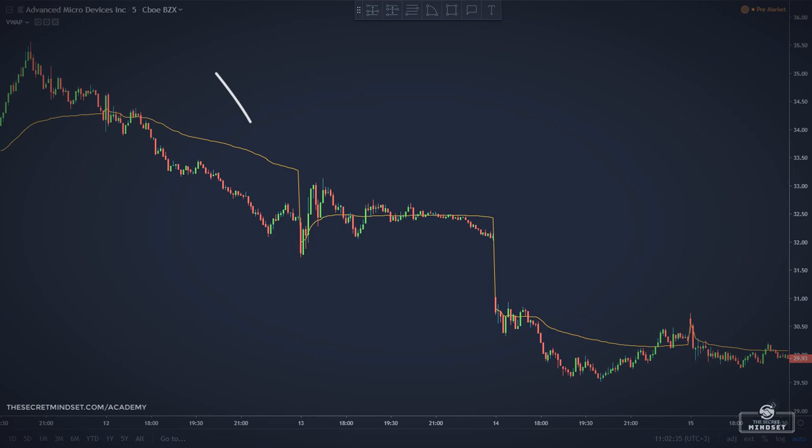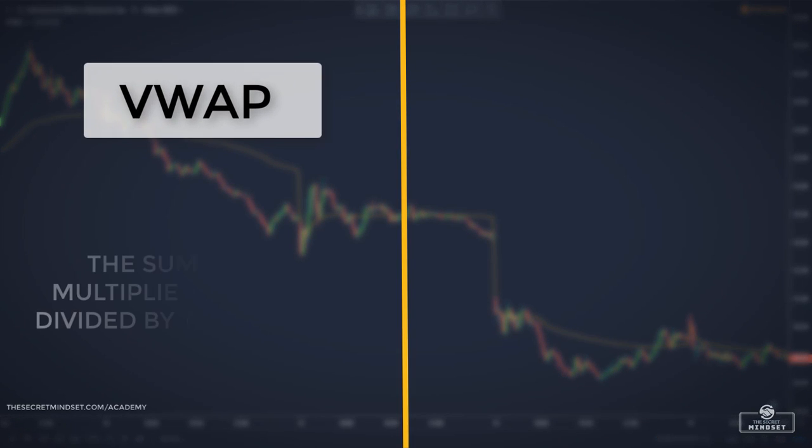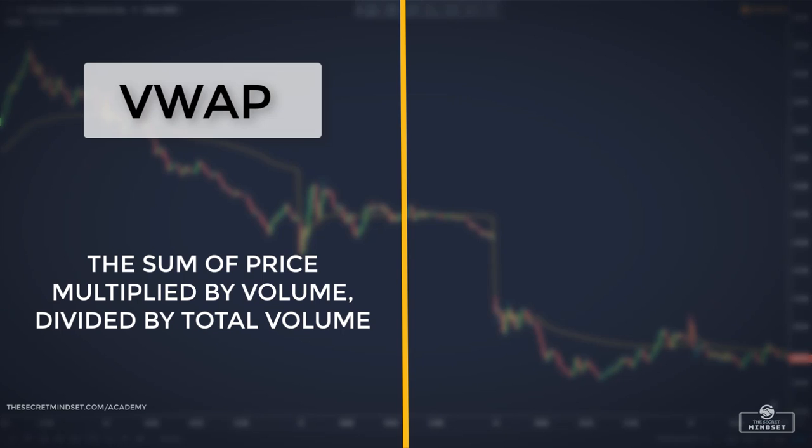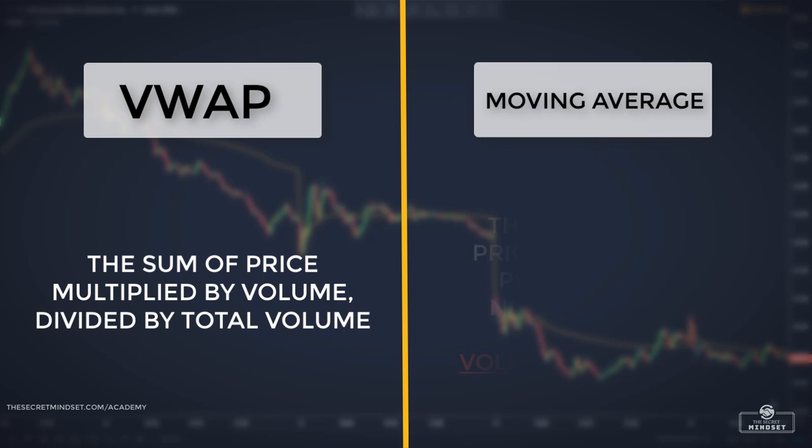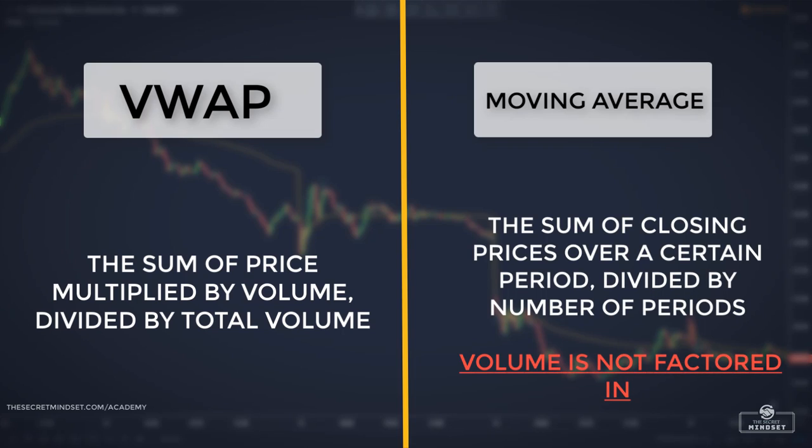On a chart, the VWAP and the moving average may look similar. These two indicators are calculating different things, however. The VWAP is calculating the sum of price multiplied by volume divided by the total volume, while a simple moving average is calculated by summing up closing prices over a certain period and then dividing it by how many periods there are. Volume is not factored in.